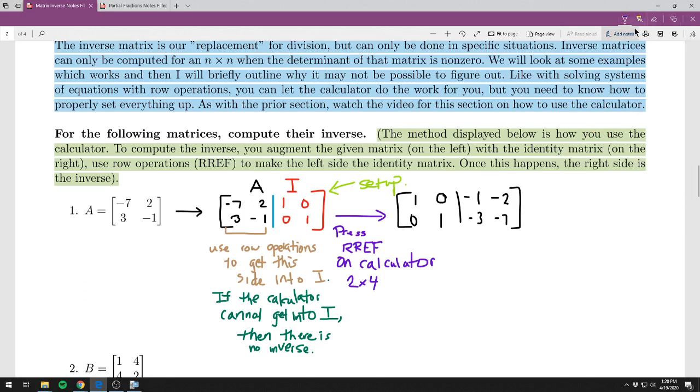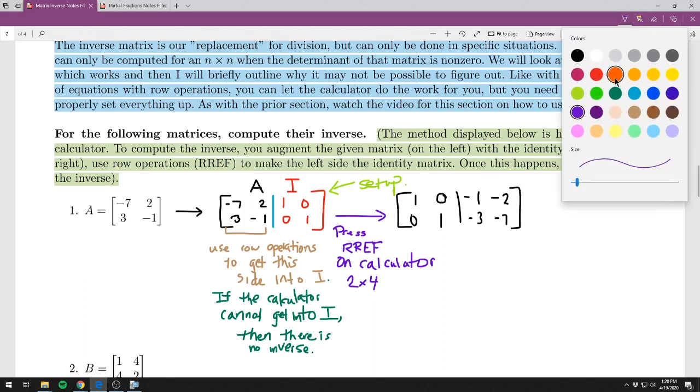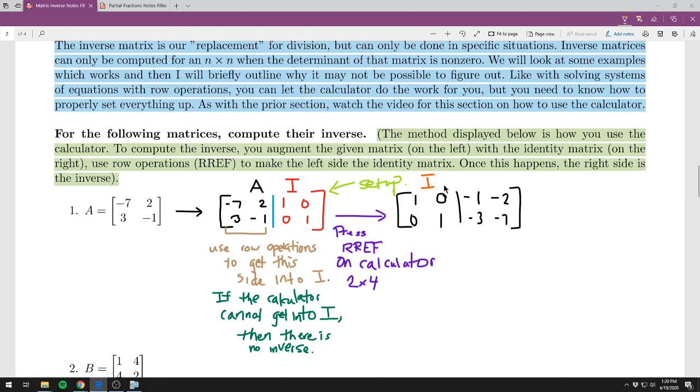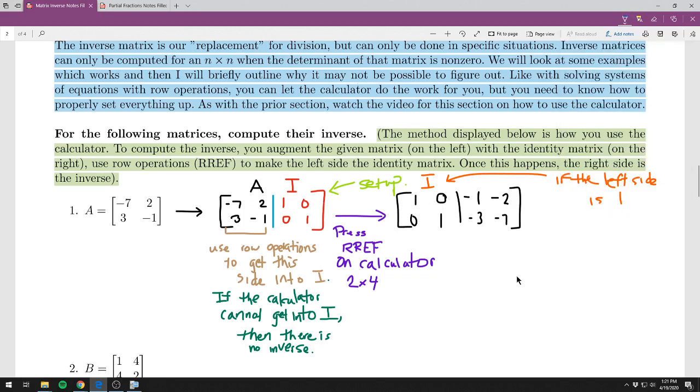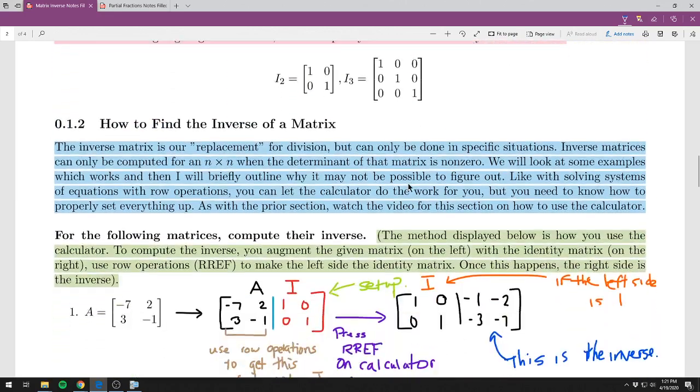Right? Now the hope is, like we outlined here, if this side becomes I, which it is, right, this is the identity matrix. It looks exactly like this, 1, 0, 0, 1. Then the right side of our bar is the inverse. Okay, so this is the inverse matrix. And I don't think we wrote it above. Did I write it above? No.